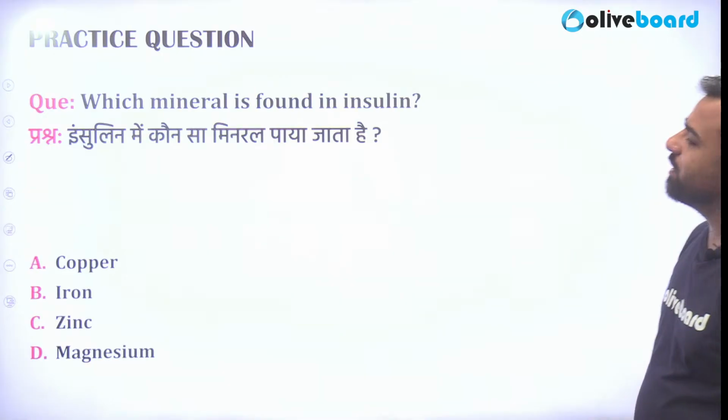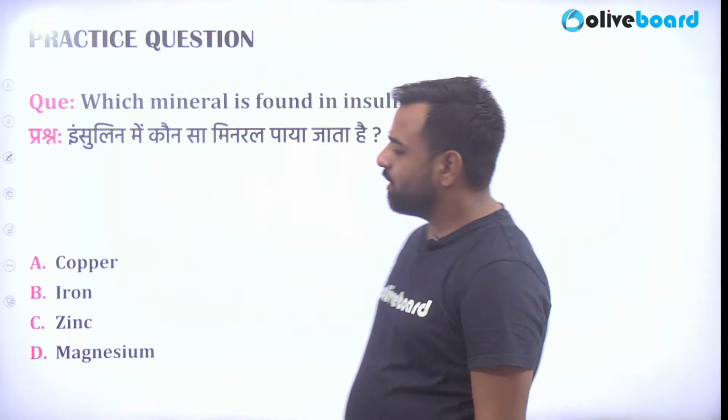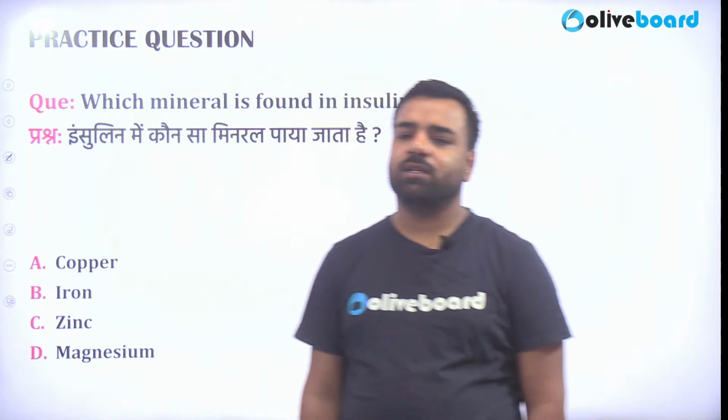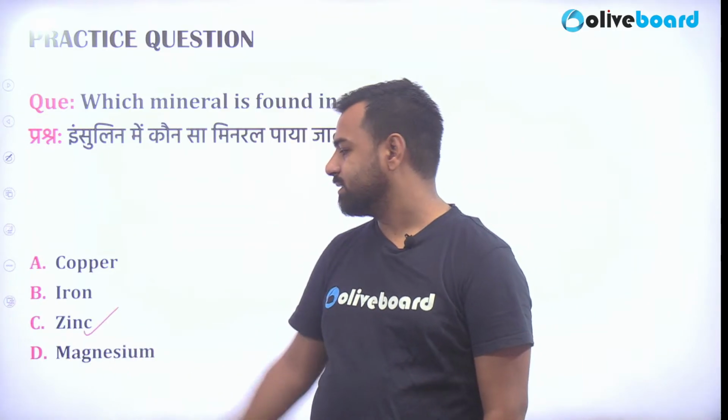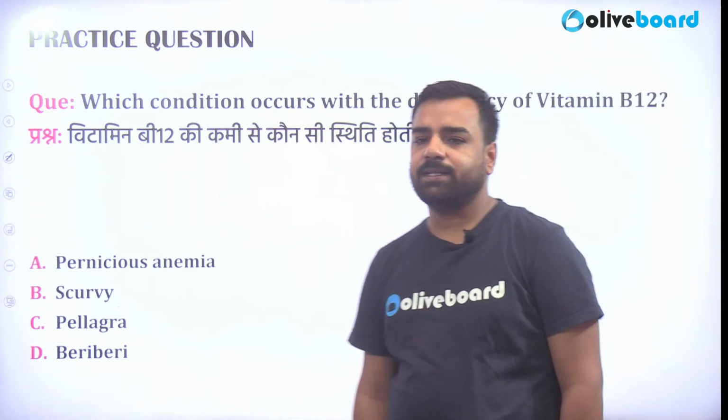Which mineral is found in insulin? So guys, we have discussed this. Which mineral is found in insulin? Is it copper? No. So that's zinc. So zinc is the answer.